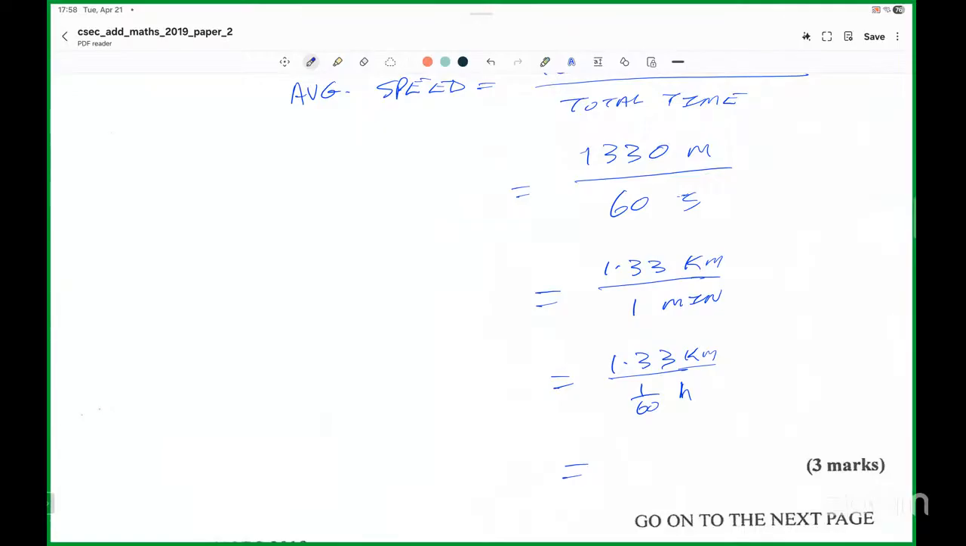No, it can't be 0.0. So you divide it by 1/60. To divide by 1/60 is the same as to multiply by 60. What do you get? How much? Yeah, that's 79.8 kilometers per hour.